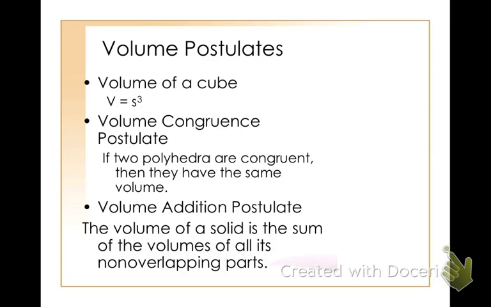If you look at the volume of a cube, remember a cube has all faces with the same side length. We could calculate the volume by taking the side length and cubing it. The congruence postulate just states that if two polyhedra are congruent, they have the same volume. And the volume addition postulate is when we are taking the volume of a solid as the sum of all its non-overlapping parts. So for instance, you have a cylinder with a cone on top of it. You would be calculating the volume of both of those and adding it together.